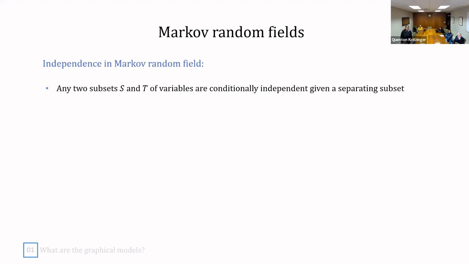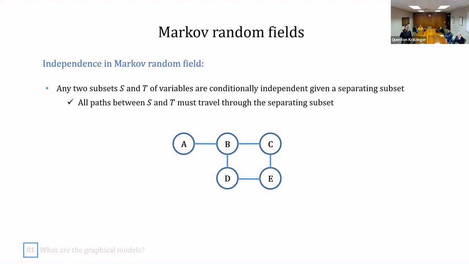What about Markov random fields? In a Markov random field, if we consider two disjoint sets of random variables S and T, we can say that they are conditionally independent given a separating subset. What's the separating subset? If we consider all paths between S and T, these paths must travel through the separating subset. Let me show you an example.